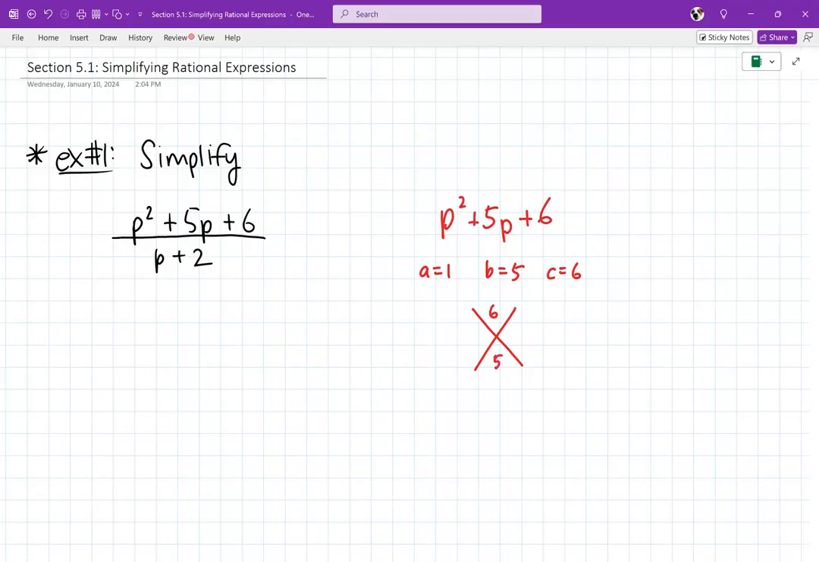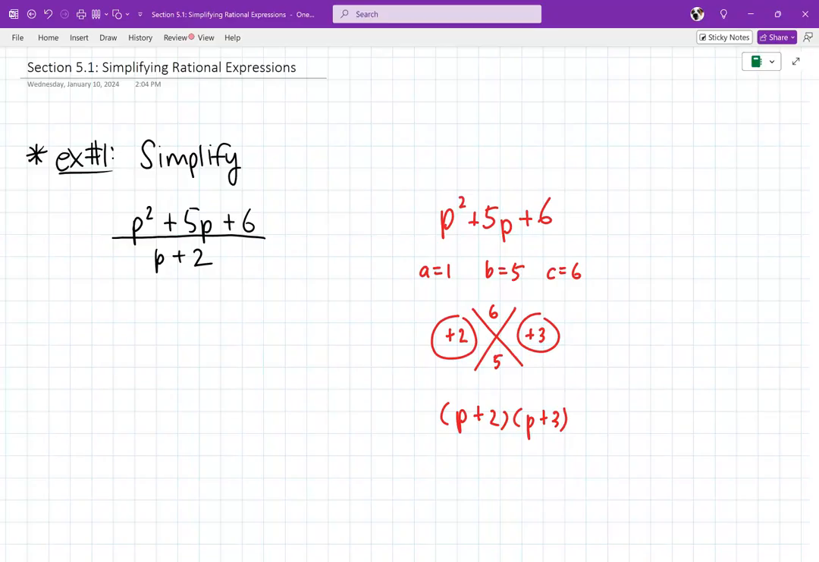So a times c, that's 1 times 6, that's 6, and b is 5. So the two numbers that I want to use that multiply to 6 and add up to 5 would be positive 2 and a positive 3. Right? That's going to give me a multiplication of 6 and an addition of 5. So these are good. Now, I have to divide by 1 because 1 is a, but dividing by 1 doesn't do anything, so I don't have to worry about it. So my answer is going to be p plus 2, p plus 3.